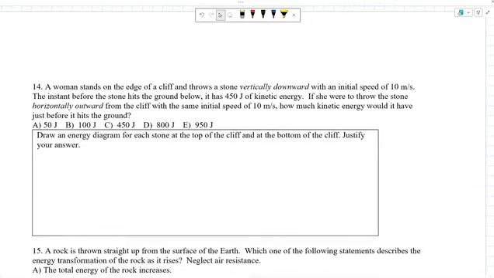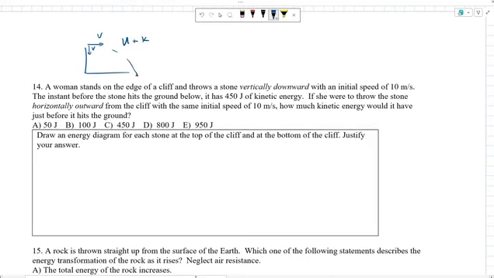Number 14, we have a woman standing on the edge of the cliff, throwing a stone downward and outward. And so she's up here. Here's her cliff. She throws one out with the speed v, one down with the speed of v. And we want to know, if she were to throw the stone horizontally outward with the same speed, how much kinetic energy would it have just before it hits the ground? Here's the deal. At the top, we have potential energy plus kinetic energy.